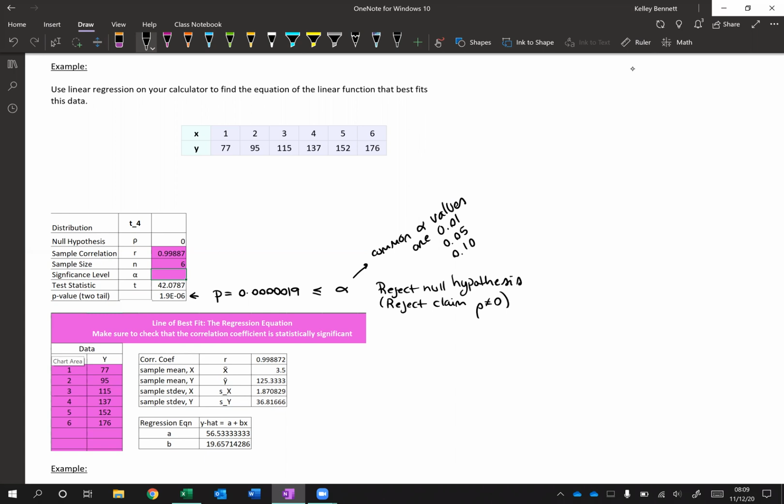Okay, having that done, now we can actually use our 0.99887 in our line of best fit because it is statistically significant. And what we get here is our regression equation, and it spits out our A and our B. So what we're going to have is that y equals 56 point, let's say I'm just rounding to 2 decimal places.